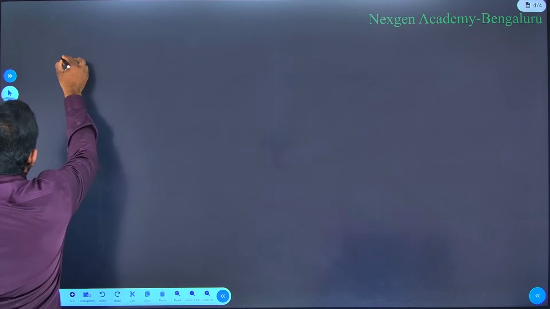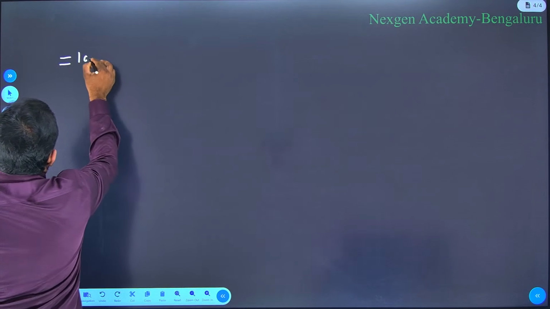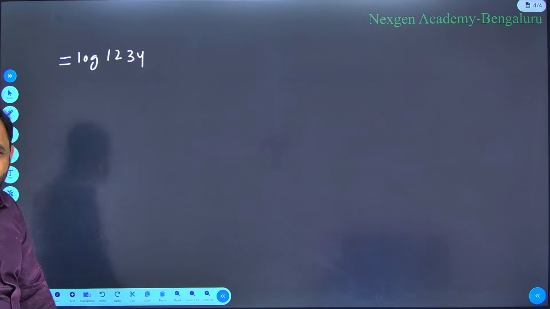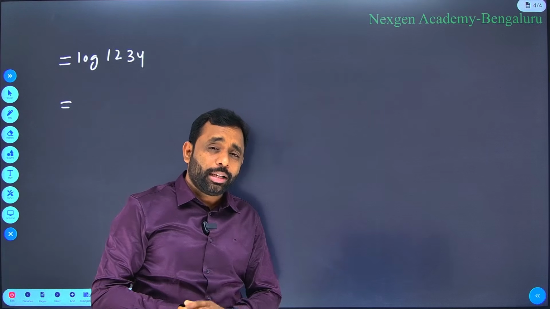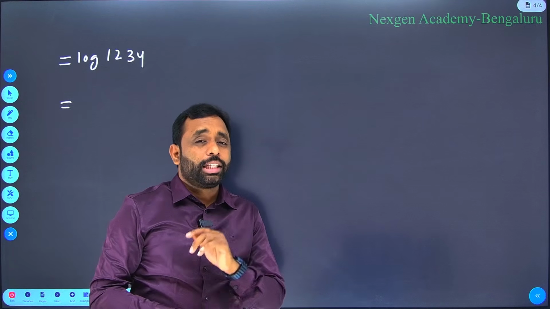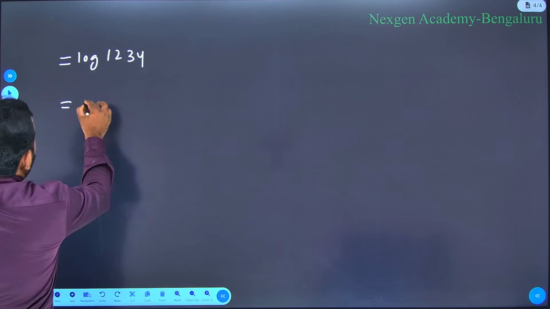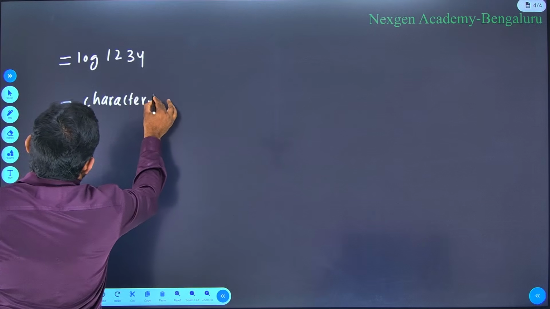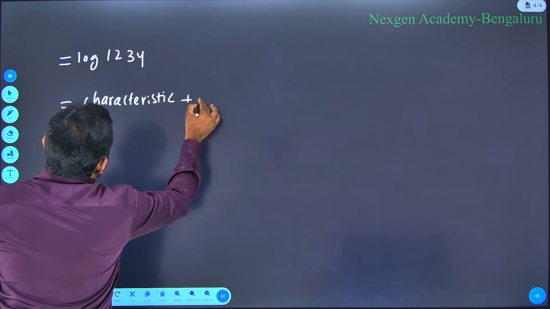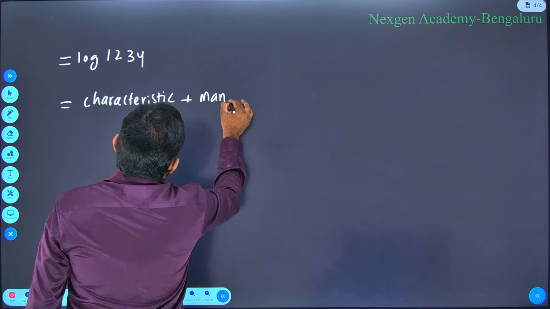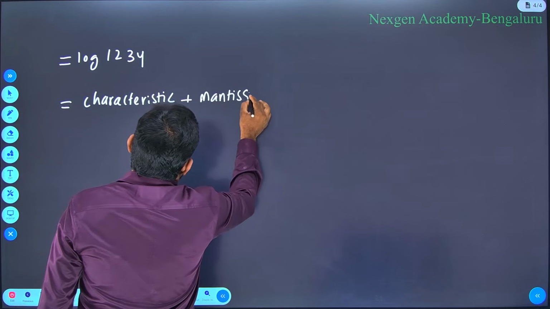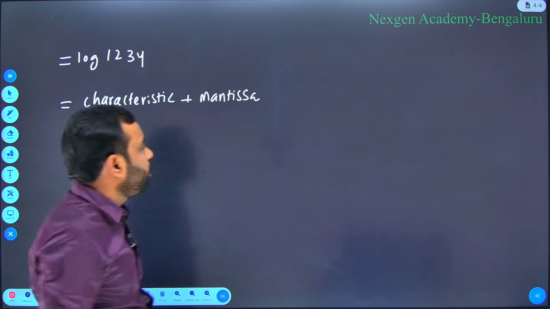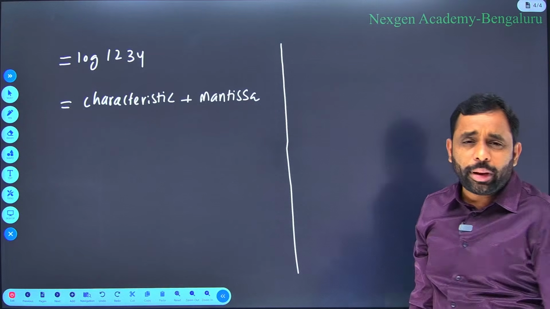Any value is given to you. Let us say a question is given: log 1234. Let us take the same example. There are two parts in the logarithm. One is characteristic, the other one is mantissa. So characteristic, and the second part is mantissa. How to find the characteristic and mantissa, let us see.